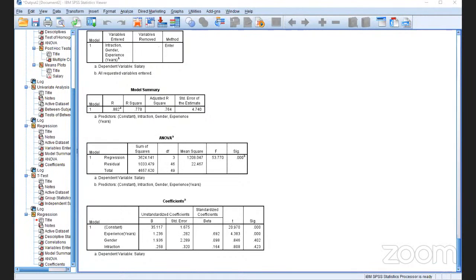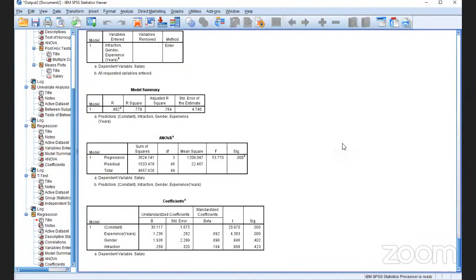Atulji, the dependent variable cannot be categorical. Your question: can the DV be categorical? No, it cannot be categorical. Okay, so I'm sharing the output. This is my output.